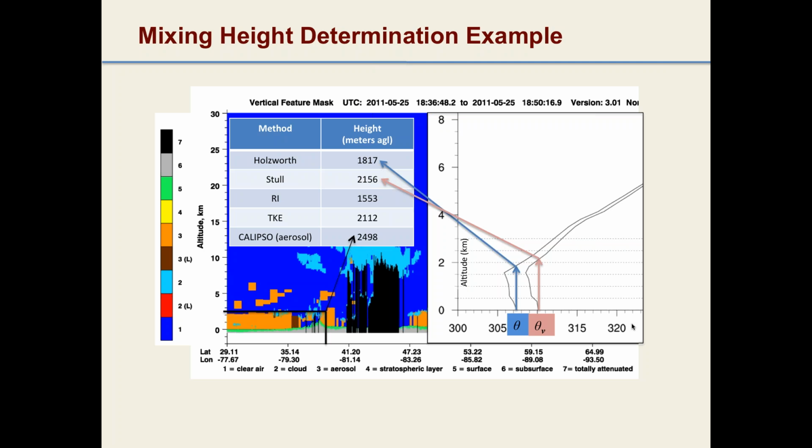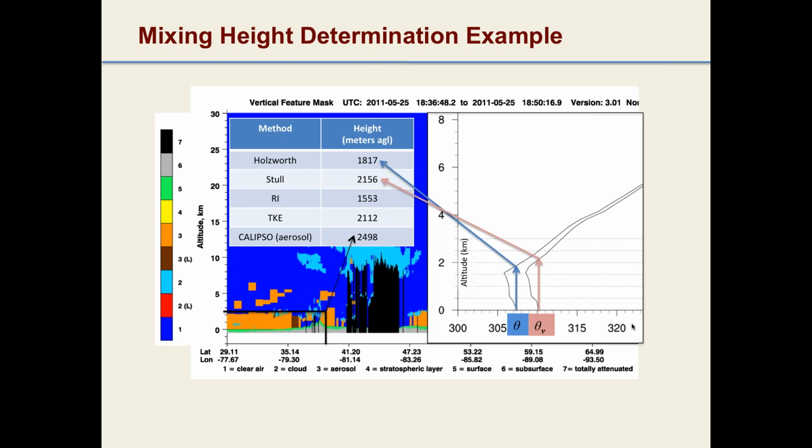And there's quite a range, with Richardson number in this case the lowest, and then Holzworth, and then TKE and Stull. You can see TKE and Stull are pretty close, which remains consistent as I look at mixing height across the CONUS and at different times. They're usually quite close, especially if you can use a fine resolution model to get TKE.